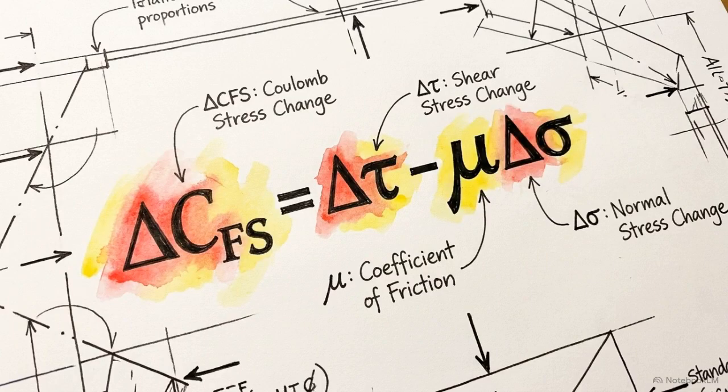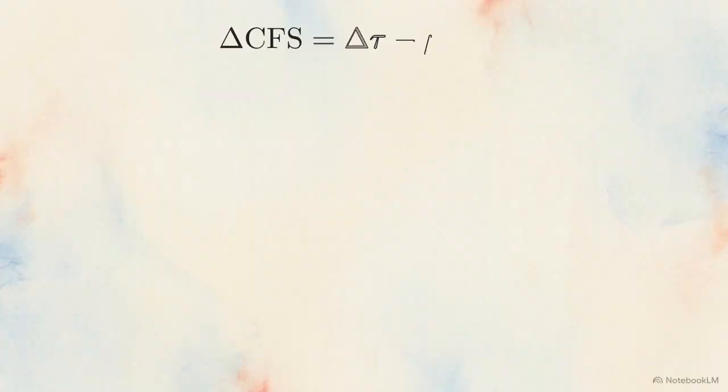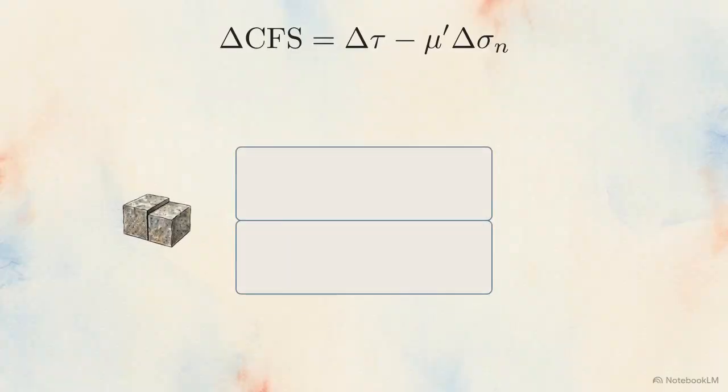Geologists measure these stress changes using the change in Coulomb Failure Stress. The equation determines whether a fault is closer to sliding. The first variable is change in shear stress, pushing parallel to the fault plane. The second is change in normal stress, clamping the fault shut. If unclamped, friction drops, making sliding easier.